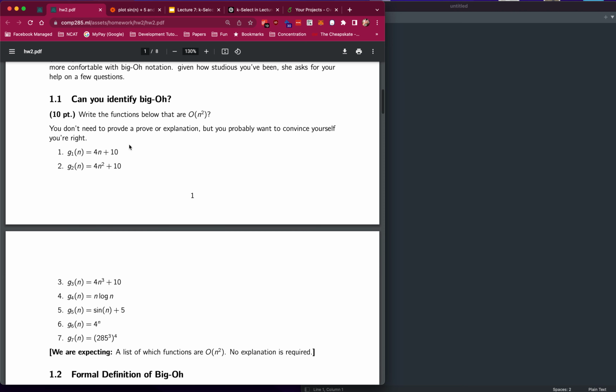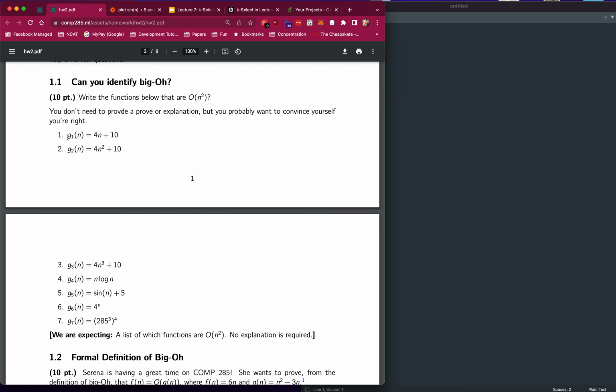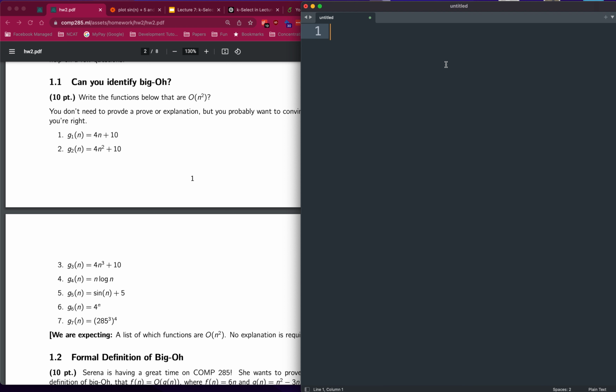So to get started, the very first problem essentially asks you to determine which of the functions below are O of n squared. You are given 7 functions, g1, g2, on to g7. For each of these functions, we are expecting a list of the functions which are O of n squared. Things to keep in mind here is that big O is an upper bound.